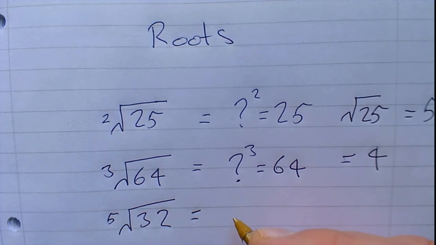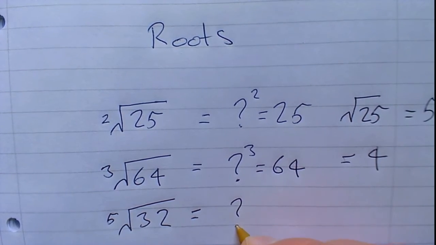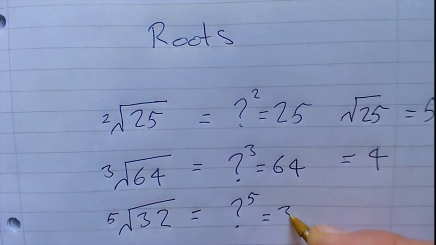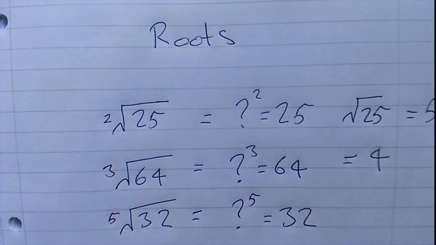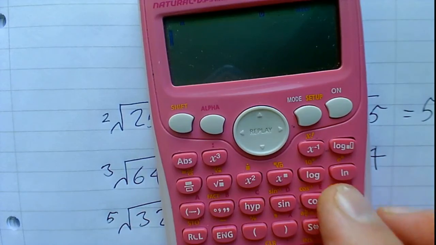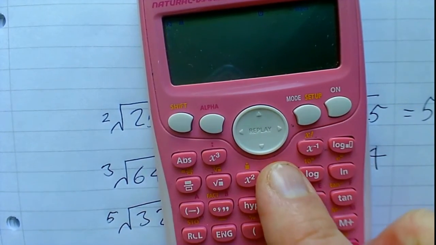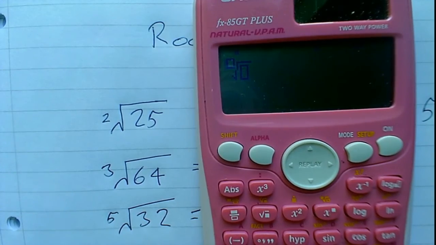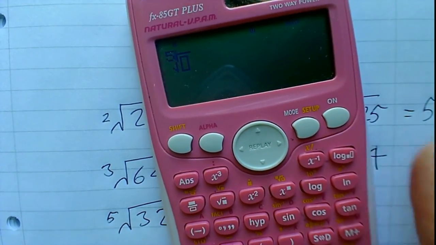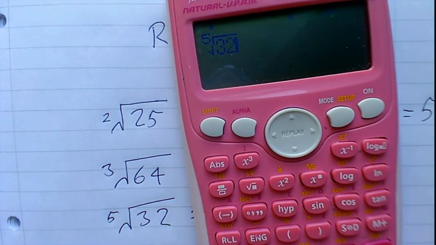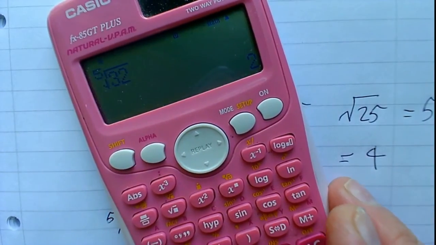Let's try one that's a little bit harder then, and that's the 5th root of 32. And this is just answering the question, what to the power 5 is equal to 32? Let's do it. We're going to press Shift and then the root button. The number we're putting in is 5, and then use your navigation to get 32, press equals, and we've got 2.